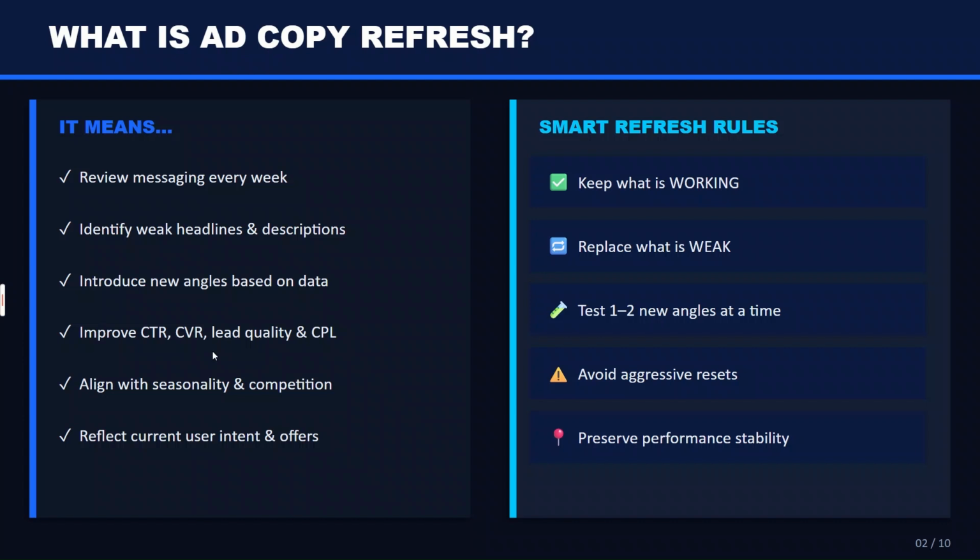On the right side you see the smart tools. This is the special part: keep what is working, replace what is weak, and test only one or two new things at a time. Never do an aggressive reset where you wipe out everything all at once. So the goal is simple. The goal is progress, not chaos. Small, steady improvements compound over time.